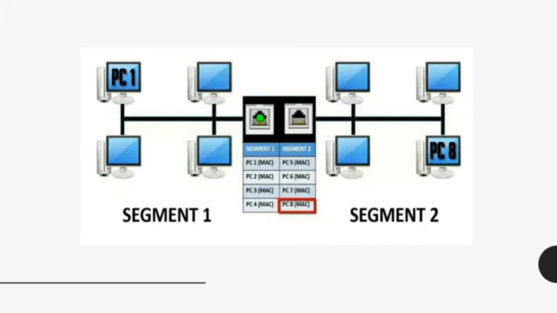Here, PC1 is trying to send data to PC8. So the data will first travel to the bridge. The bridge reads its MAC address table and decides whether to send the data into segment 1 or segment 2. Since PC8 is in segment 2, the bridge will broadcast the data in segment 2. And like this, it reduces the traffic in a network.